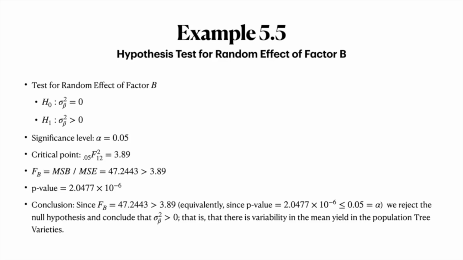And so we see that we would reject the null hypothesis and therefore conclude that the variance of the random effect factor B is positive. There is variability in the mean response in the population of tree varieties.